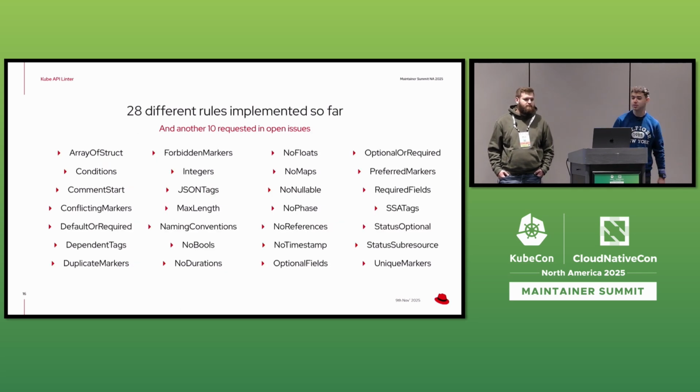So far, we've implemented 28 different rules, covering lots of the stuff I already talked about, like the comments being right, the tags being there for the list type, the serialization, that's all in there, and many more. There are currently around 10 open issues for other linters, and if there's anything that's not on here and not in those open issues that you want, I would definitely appreciate you opening an issue and explaining the use case.